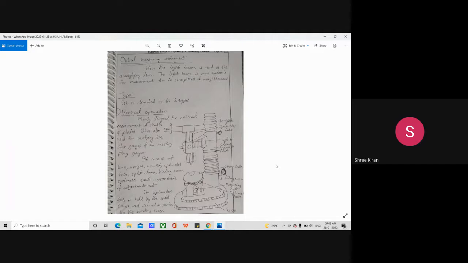Today, it is an accepted fact that light waves always provide the best standards for length. The significance of light waves as the length standard was explored by Albert A. Michelson. In optical measuring instruments, we have a light beam which is used as an amplifying lever, and it is more suitable for measuring due to straightness and weightlessness.